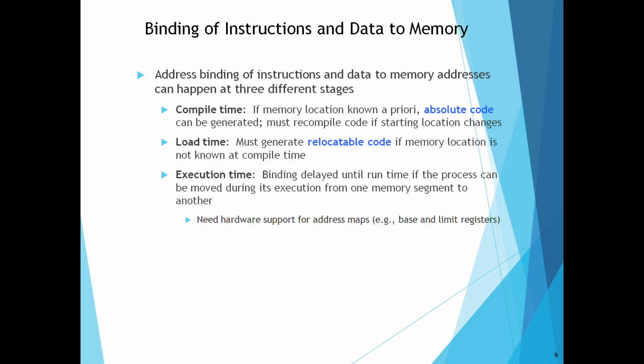If the memory location is known in prior, absolute code can be generated. So we must recompile the code if the starting location changes. In load time, we must generate relocatable code if the memory location is not known during the compile time. In case the memory location is known during compile time itself, absolute code can be generated. In case it is not known during compile time, then relocatable code will be generated. So then binding is delayed until runtime.